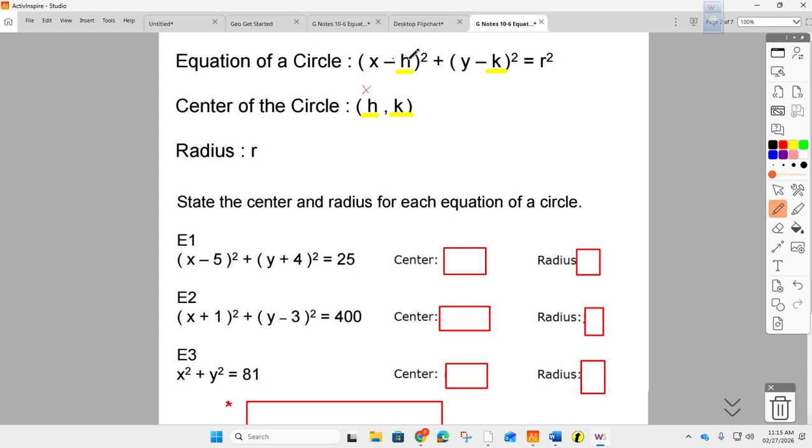So it's x minus h all squared plus y minus k all squared, where k is the y-coordinate of the center of the circle. Sometimes you'll see this written as x1 and y1, but the more standard way is h, k. And then it's equal to the radius squared, okay? Where r is the radius.